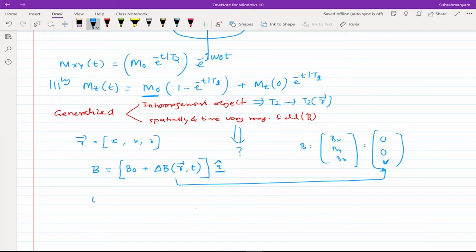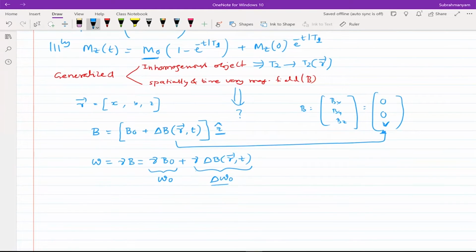Right. Now, if I am going to write the associated omega value, this would be equal to gamma times B. Is it not my omega value? So this is equal to gamma times B naught plus gamma times delta B of R bar comma T. This is what we have been calling omega naught. And now let's call this delta of omega naught. That's the additional frequency. So you could see now you have a control to spatially vary this.